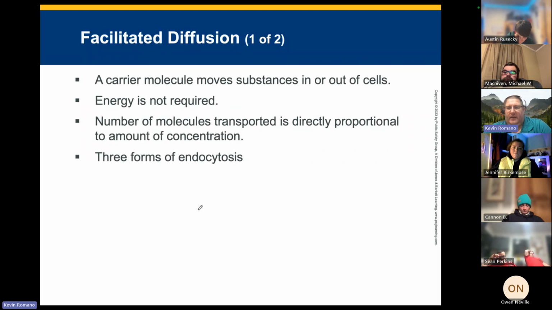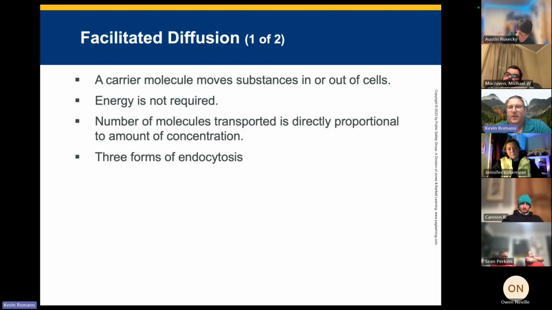Facilitated diffusion is a carrier molecule that moves substances in or out of the cells from areas of high concentration to areas of lower concentration, where energy is not required. The number of molecules transported is directly proportional to the amount of concentration there. Active transport is the movement of a substance against a concentration gradient. Endocytosis or exocytosis are the processes that use energy from the cell to move substances into or out of the cell without crossing the cell membrane.